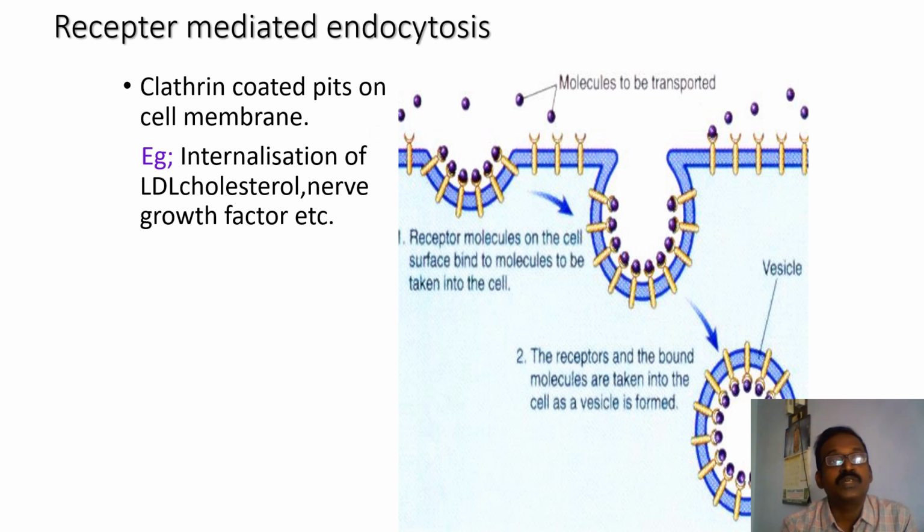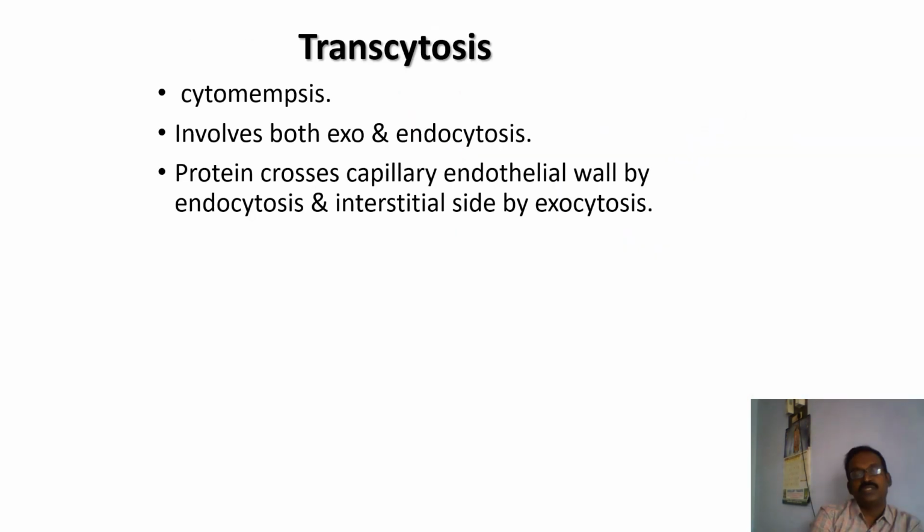This is the receptor. Transcytosis, otherwise called cytopempsis, involves both exocytosis and endocytosis. Proteins cross the capillary endothelial wall by endocytosis and exit to the interstitial side by exocytosis. Both endocytosis and exocytosis occur in the transcytosis. That is called cytopempsis.